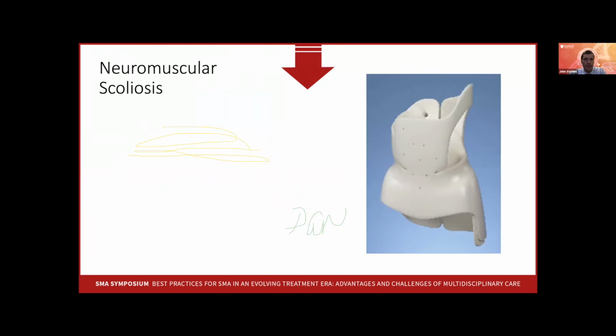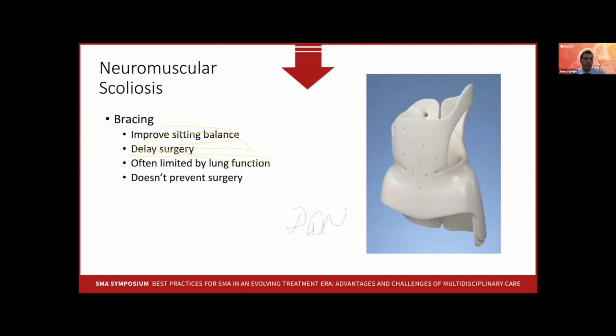So talking a little bit more about bracing. The goals of bracing are to improve sitting balance, and it is good for that, and to delay surgery sometimes in a patient who's perhaps approaching skeletal maturity with a curve nearing 50 degrees. But unfortunately, it's often limited by lung function. So when we treat other types of scoliosis with a brace, we often ask patients to wear these braces for upwards of 18 hours a day. And we find that patients with SMA and patients with neuromuscular scoliosis in general have a lot of trouble tolerating brace wear for that amount of time.